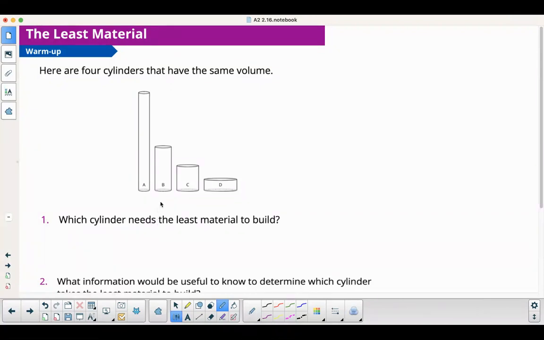There are all kinds of different answers here. We don't really know the answer; there's not enough information to answer this, so it's basically going to be a guess. I think most people would say D because it's the shortest. Some people might say A because the circle on the top and bottom, the base, is the smallest. Some might have a hunch that B or C is, but again, they're just guesses.